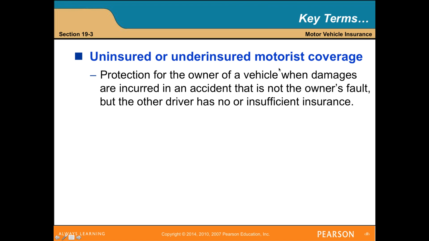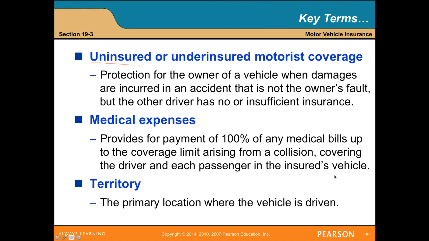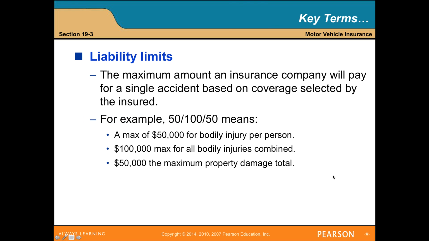Uninsured or underinsured motorist coverage is protection for the owner of a vehicle when damages are incurred in an accident that is not the owner's fault, but the other driver has no or insufficient insurance. Medical expenses provides for payment of 100% of any medical bills up to the coverage limit arising from collision, covering the driver and each passenger in the insured's vehicle. And territory is the primary location where the vehicle is driven.